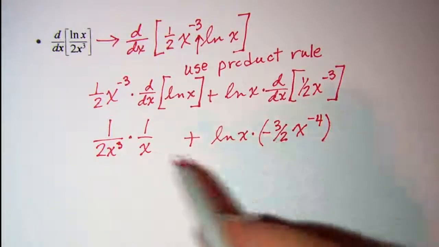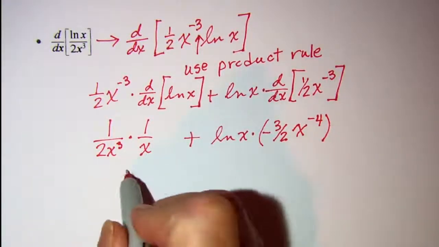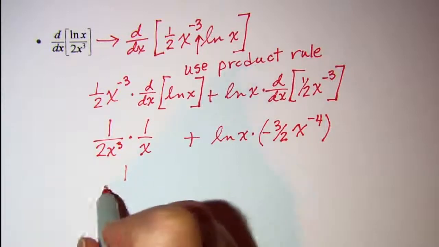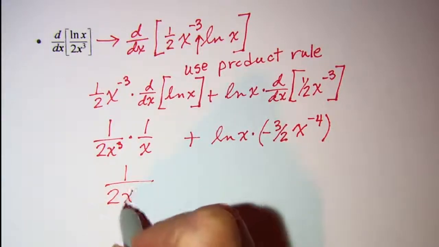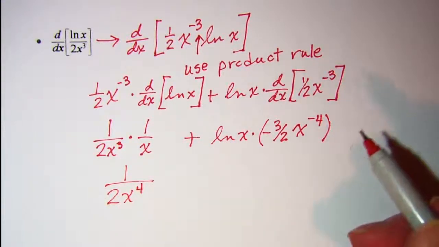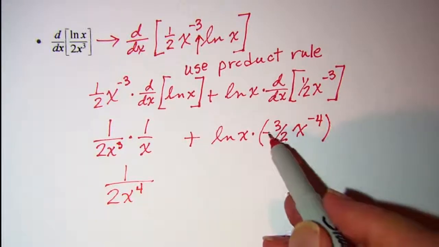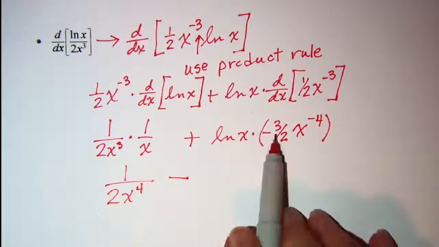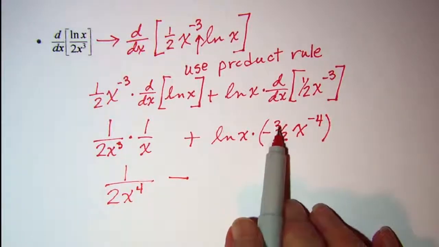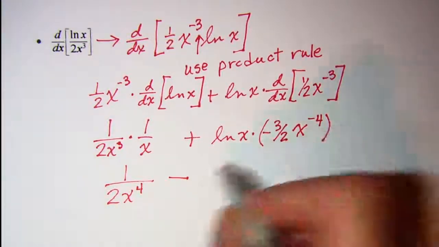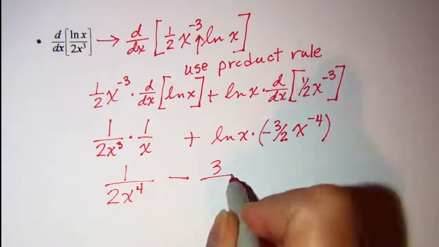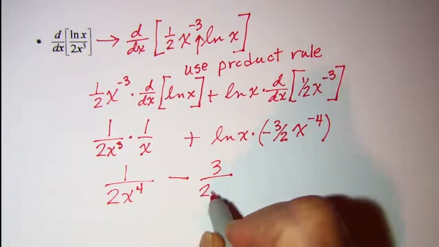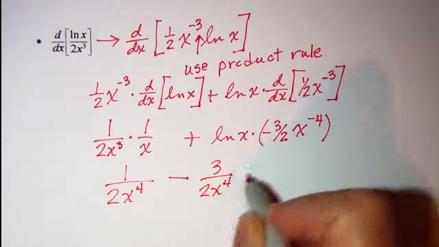Let's just simplify this. This first one is 1 over 2x to the 4th, and then minus 3 over 2 x to the 4th ln x.